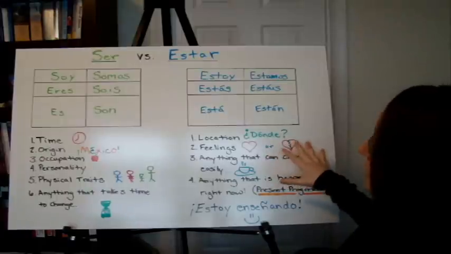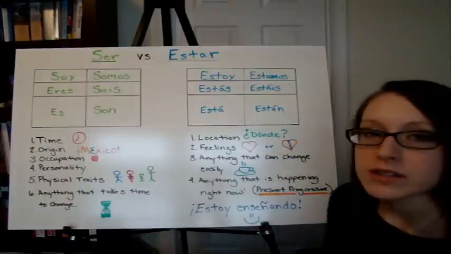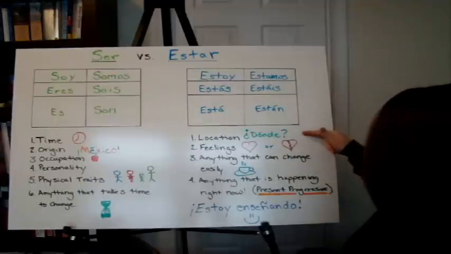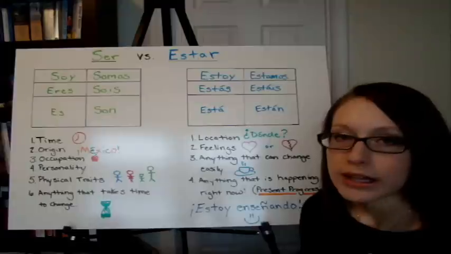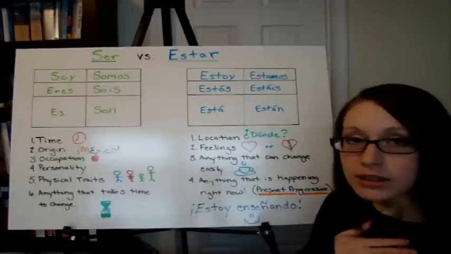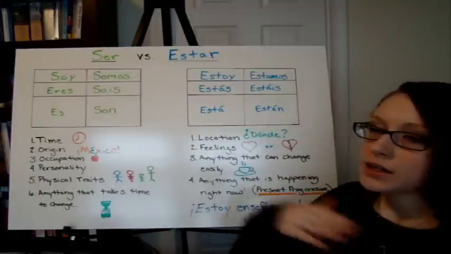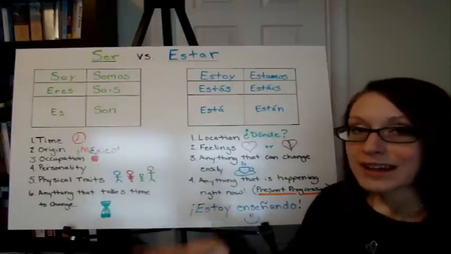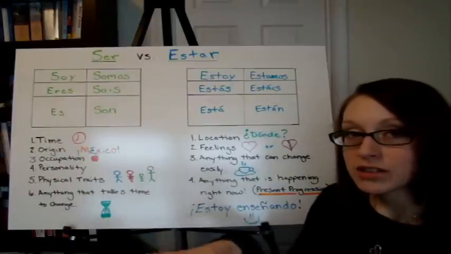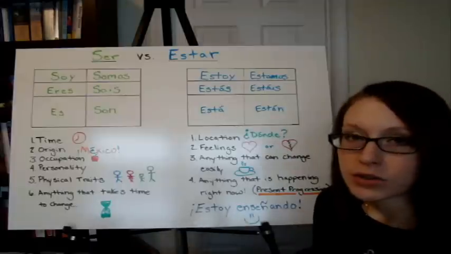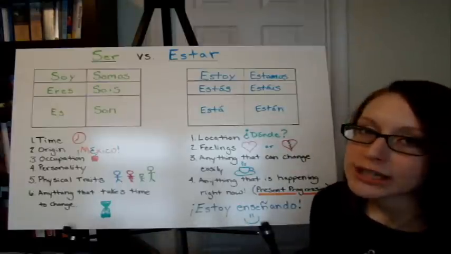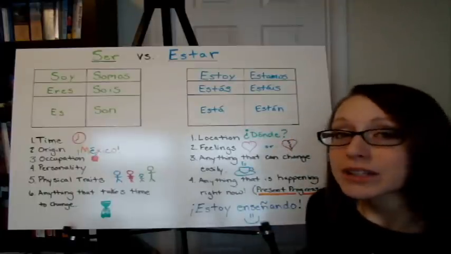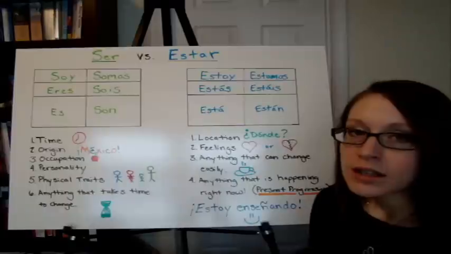First, let's go back to estar, and I will describe the reasons why we use estar. First, it talks about locations, where things are located. For example, yo estoy aquí, I am here. Él está allí, he is there. El libro está encima de la mesa, the book is on top of the table. Any kind of a location of where items or people are located or things, you're going to use the verb estar, because typically locations are very easy to be changed.